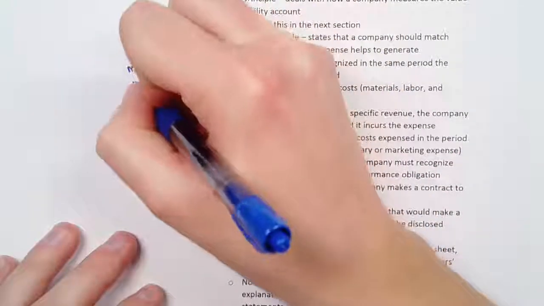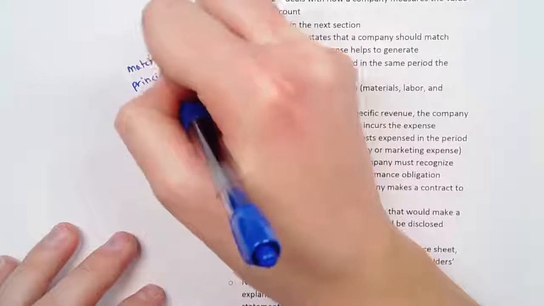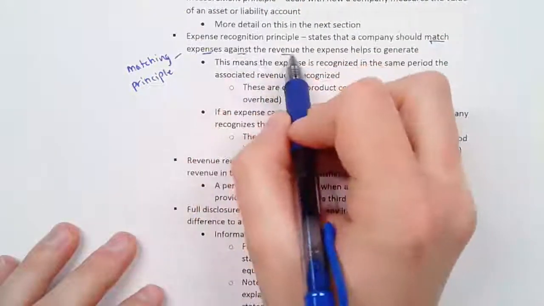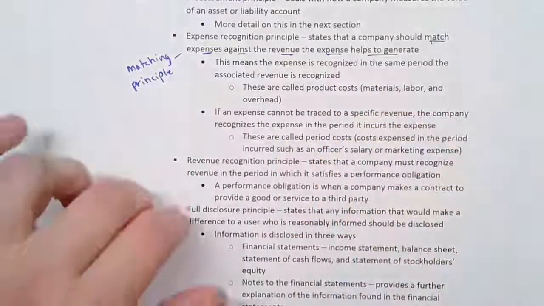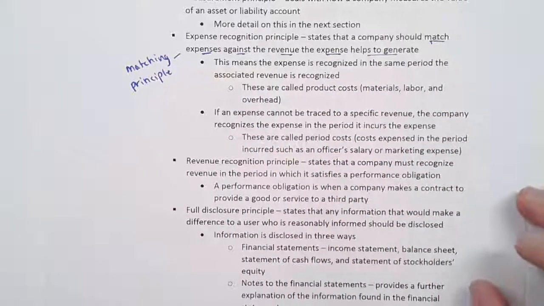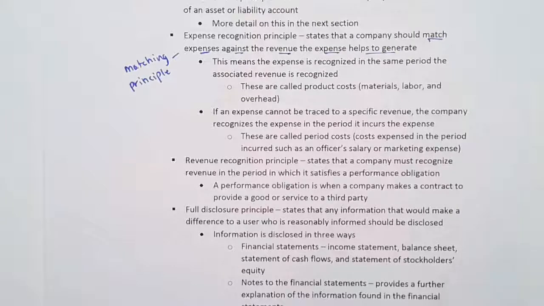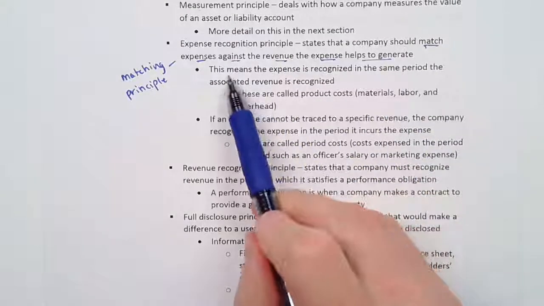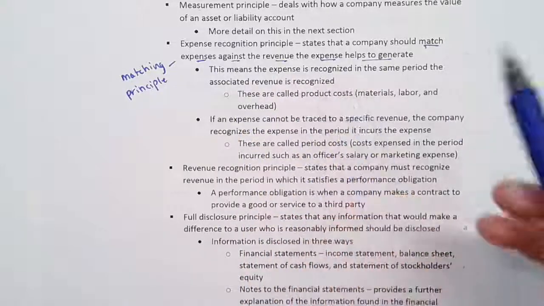And what it means is that we want to basically match expenses against the revenues that the expenses help to generate. All right, and that just kind of logically makes sense, because if we're making an effort to make a revenue, then it makes sense that we would expense that effort against the revenue, okay? Such as, and we have a couple examples here. So basically, this means that the expense is recognized in the same period that the associated revenue is recognized.